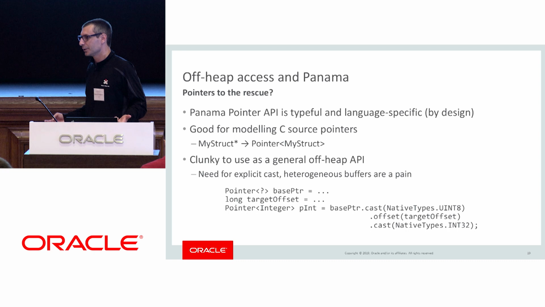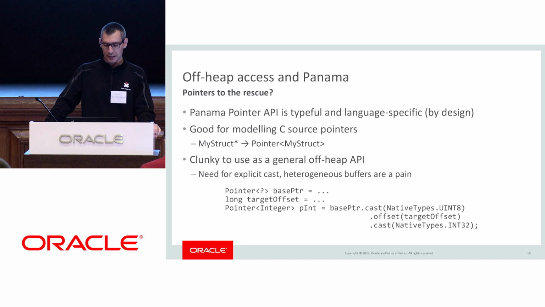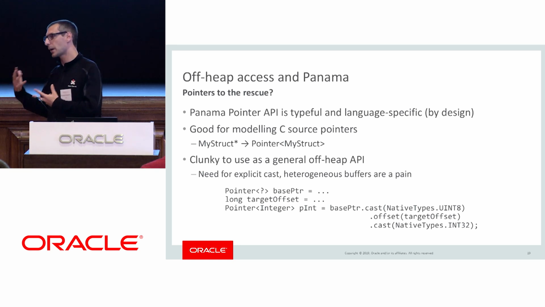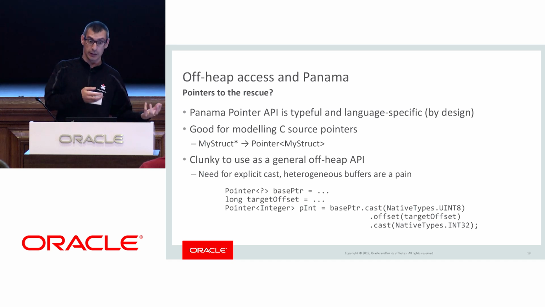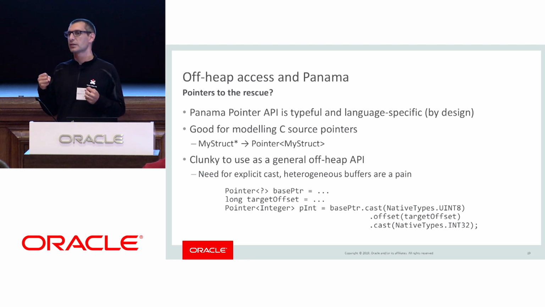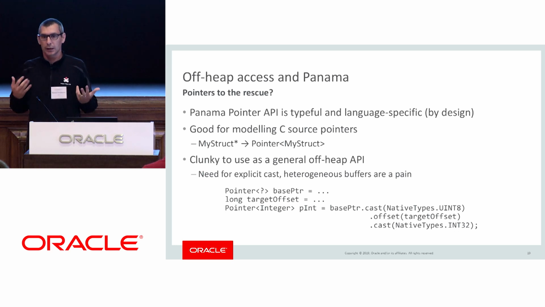So what about Panama? We were talking about Panama as a way to bridge the gap between Java and native libraries. So Panama has, in fairness, a pointer API. There are good things about the pointer API and bad things. The good thing is that it replicates the behavior of a C pointer pretty well. So every Panama pointer has a type, like in C. It uses generics to keep track of the type. And the type of a pointer affects the semantics of operations such as offset and things like that, and even the dereference operation. The bad thing about pointers is that they are C pointers, so they are typeful.